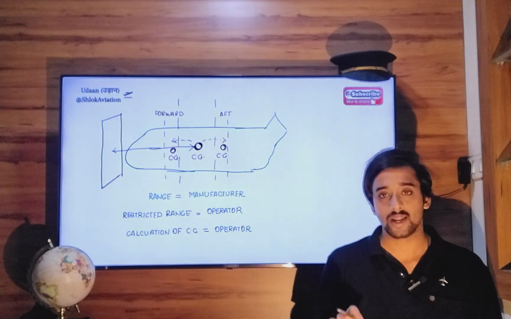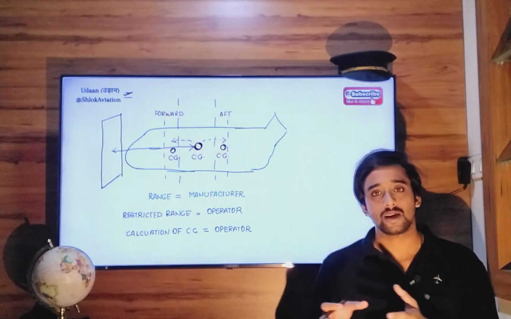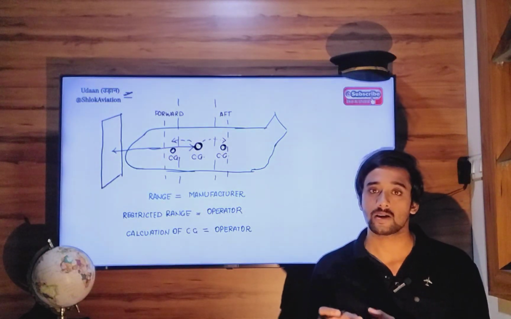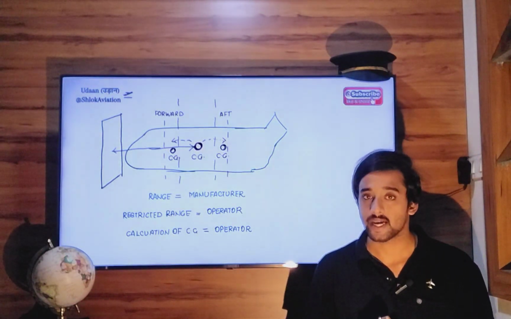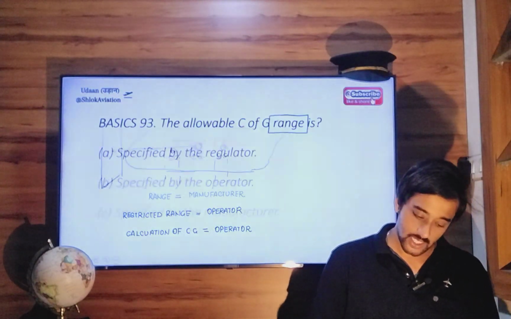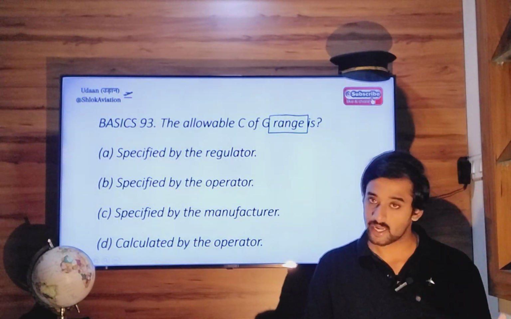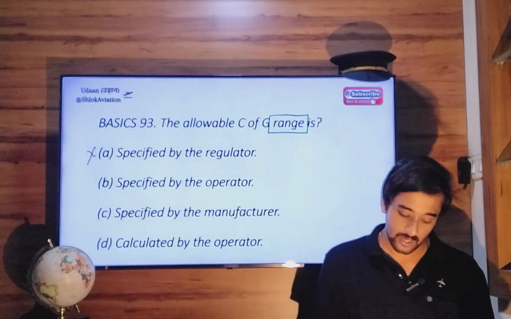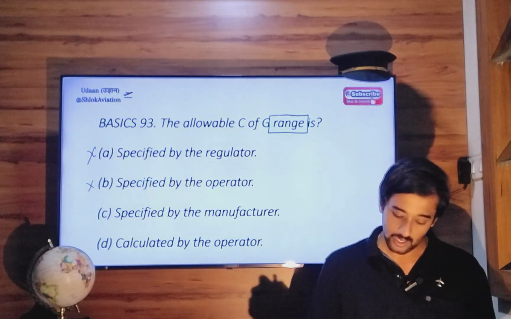Okay, now here the operator is a generic term. It means the pilot or the company, basically the person or the company or the office that is operating this aircraft. So the correct answer here is: the allowable center of gravity range is specified by the regulator, no. Specified by the operator, no. Pay attention to the word specified. Specified by the manufacturer, yes.